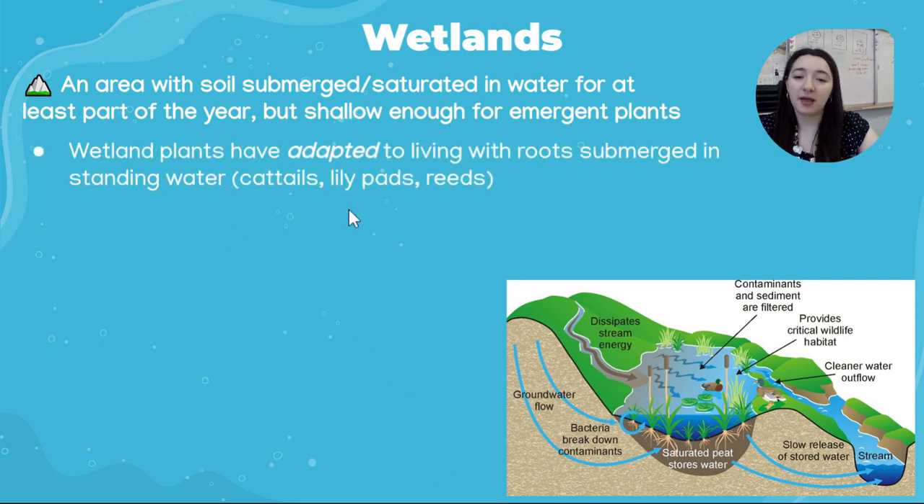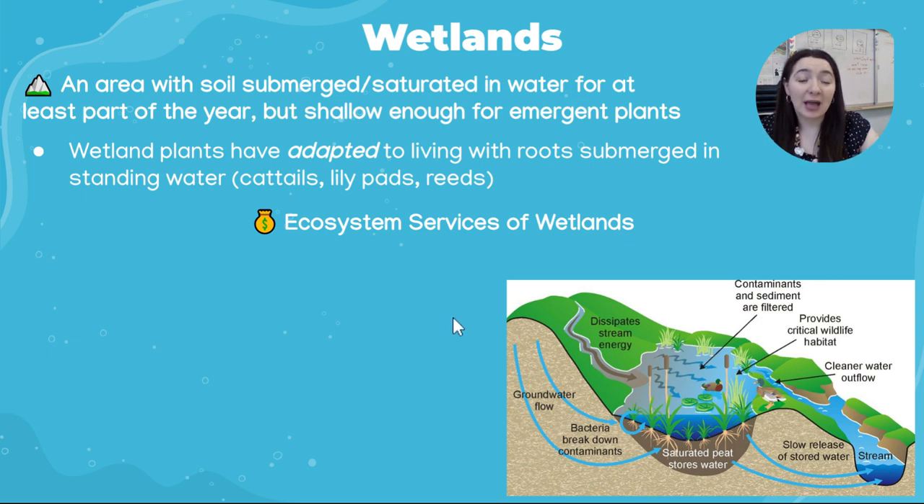So these wetland plants have adapted to living with roots submerged in standing water. Typically, plants do not like to be waterlogged. Their root systems do not like that, because they can lack oxygen. But these plants have adapted to live fully submerged in water for at least a part of the year, or sometimes for the entire year. It just depends on the wetland.